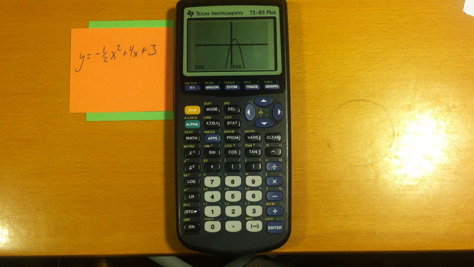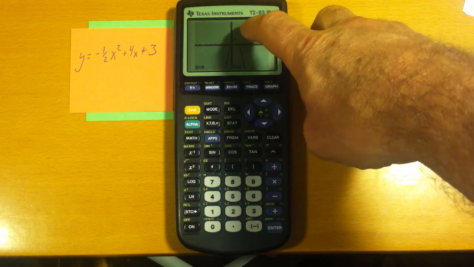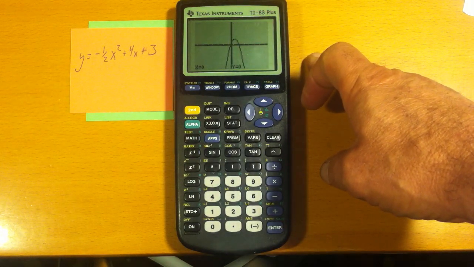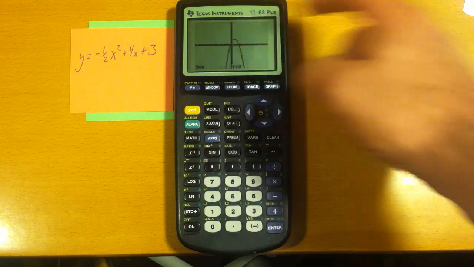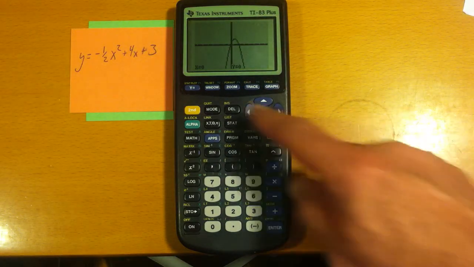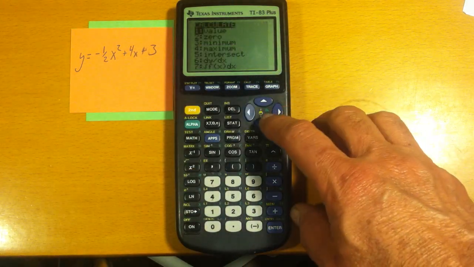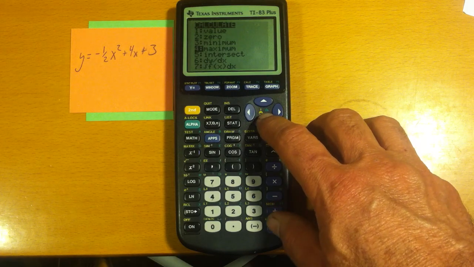So then you think, well, what is it that I want to find here? One thing I want to do is find the vertex. And to find the vertex, what I need to find is either the maximum or the minimum. In this case, since it opens down, the vertex is going to be right there. That's going to be the maximum value. So to find that, I go to second calc. I can do a lot of different things here, but here I want to go to maximum.